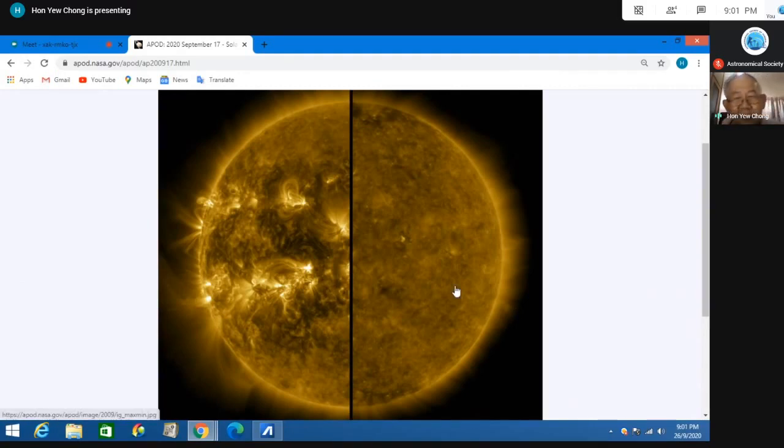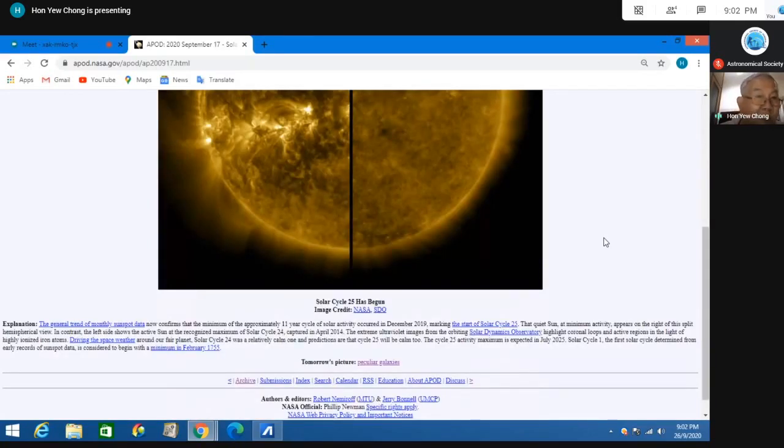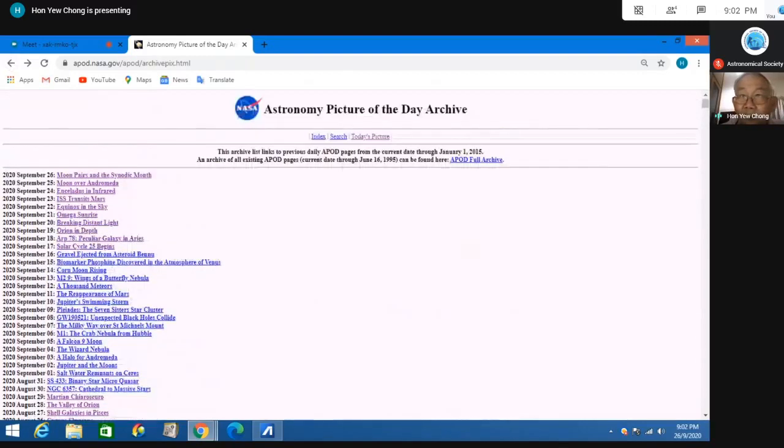All right. So on the right is what they call the minimum of cycle 24. Very dim. And the maximum of cycle 24. All right. Maximum. And now we are in the beginning of cycle 25. Now, of course, they started monitoring the solar cycle since the 18th century, since 1755. They have been monitoring the solar cycle. All right. So cycle 25 has begun. So we hope to have more and more sunspots, more and more activity in future.